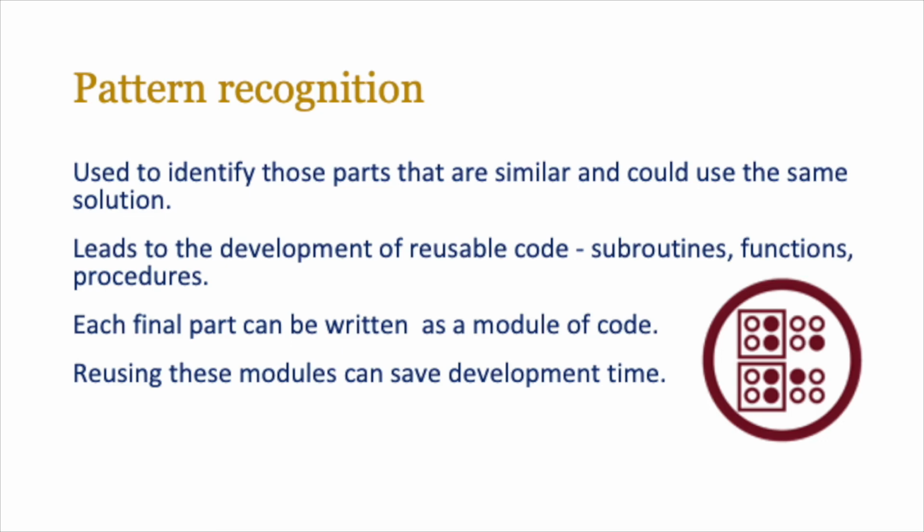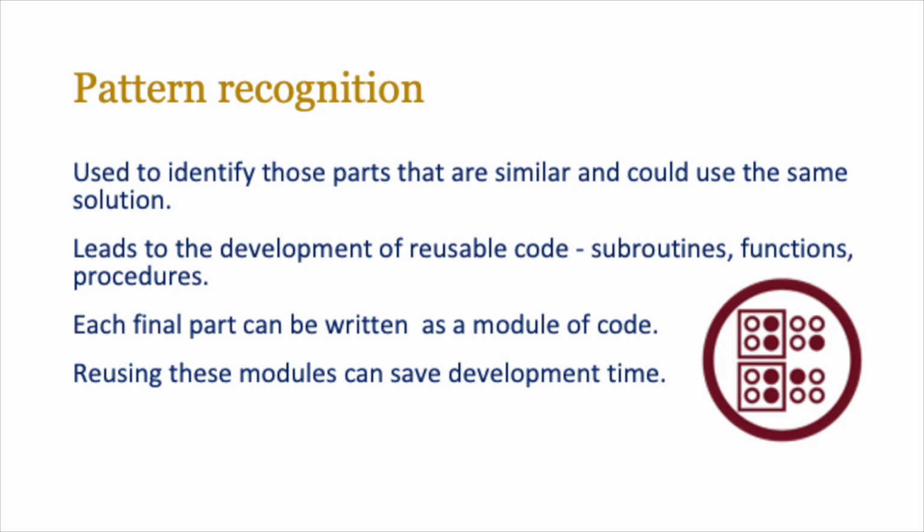Now, pattern recognition is very important in computer science because it helps us identify those parts that are similar and could use the same solution. And this leads to development of reusable code. Think about subroutines, functions, and procedures, and we use that all the time. There are library routines which are built in to programming languages to save you that time.